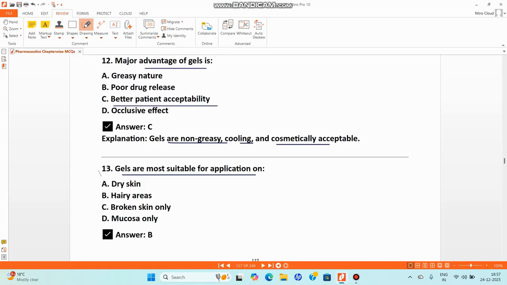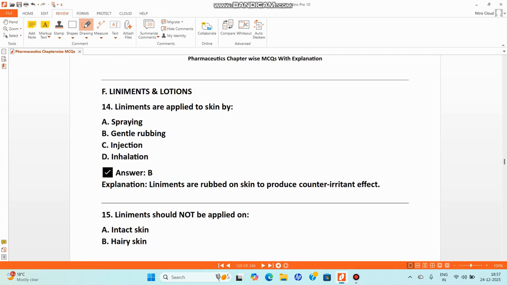So the next question, that is question number 13. Gels are most suitable for application on: dry skin, hairy areas, broken skin only, or mucosa only. So the answer will be hairy areas. Gels are most suitable for application on hairy areas.